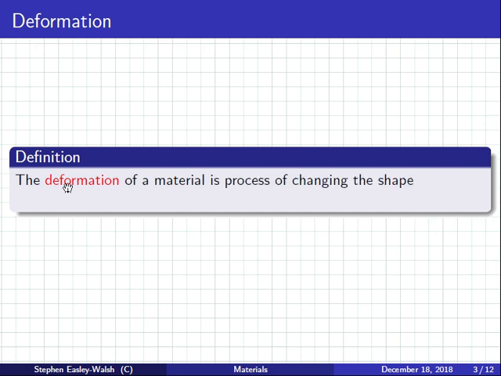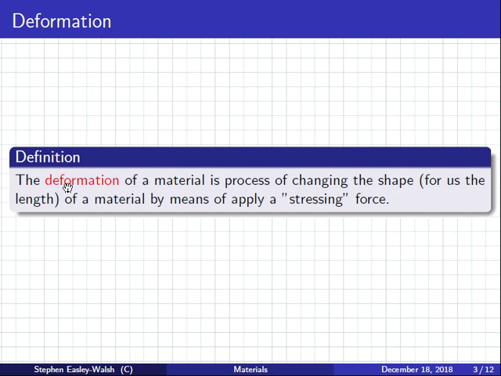So the deformation of a material is the process of changing the shape. And for us, that's usually the length. If you have a string, you change the shape, the length of it. That's deformation, and it means changing the shape by using a force. We call this a stressing force. So if I deform this, it's because I have a stressing force. You understand the English here? So if you can write this down.